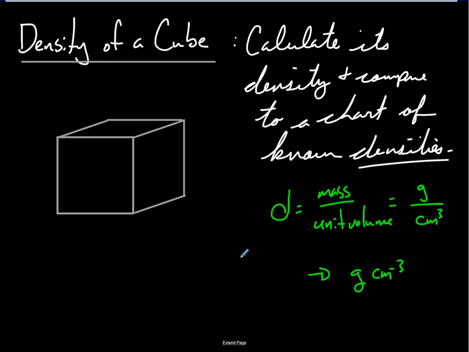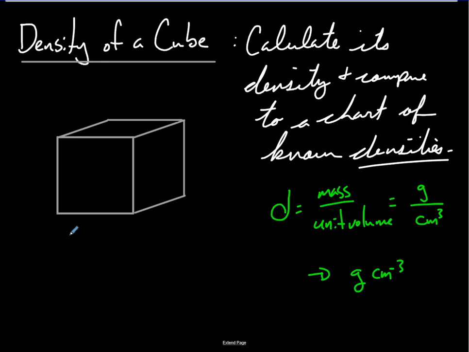So data that we need. How much does this thing weigh on a scale? Okay, how much mass does it have? And we can measure the length, the width, and the height. Now remember, every one of these measurements brings a little bit of uncertainty to the table. So as we're doing our math, we're going to need to be propagating through the uncertainty. Okay, so let's get on with it here.